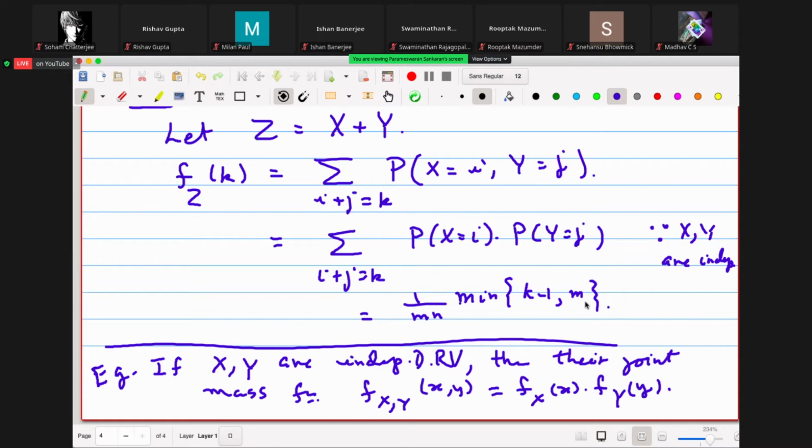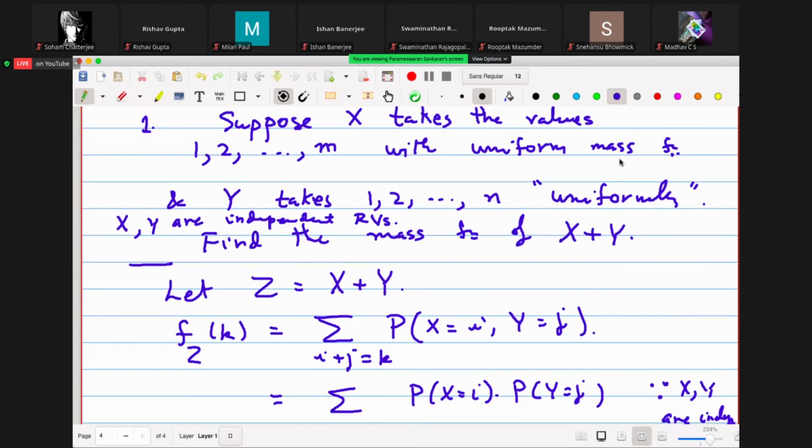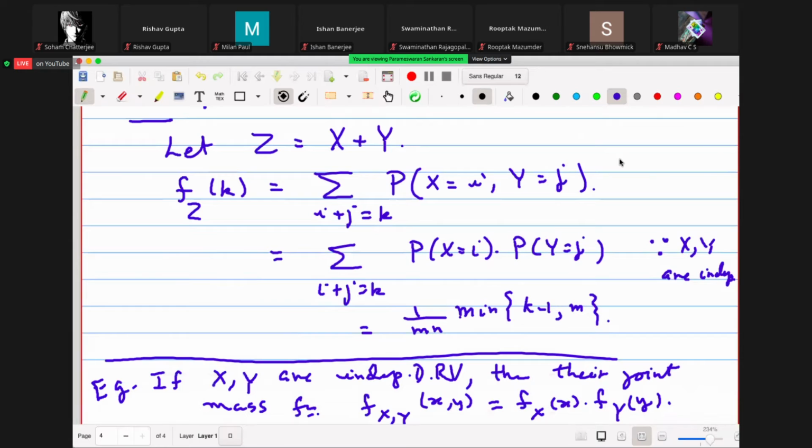And that should also be this n, I suppose, because it cannot exceed n. K minus 1 cannot exceed n. We will assume that m is less than or equal to n. So i can't exceed n, j can't exceed m, and both can't exceed k minus 1. So the summation will be the minimum of these.